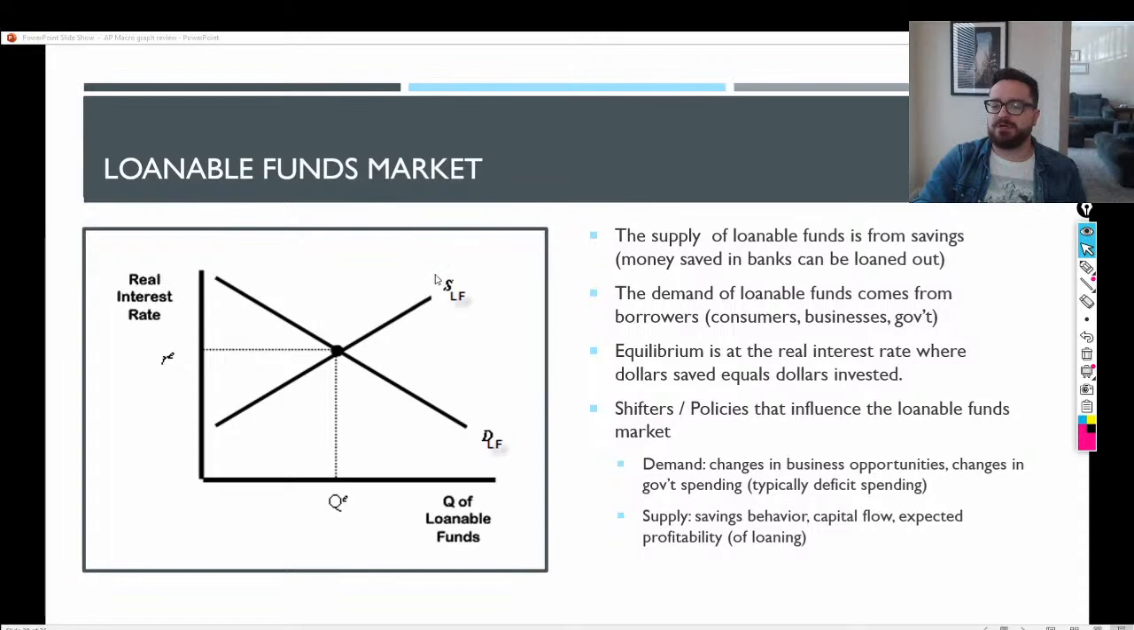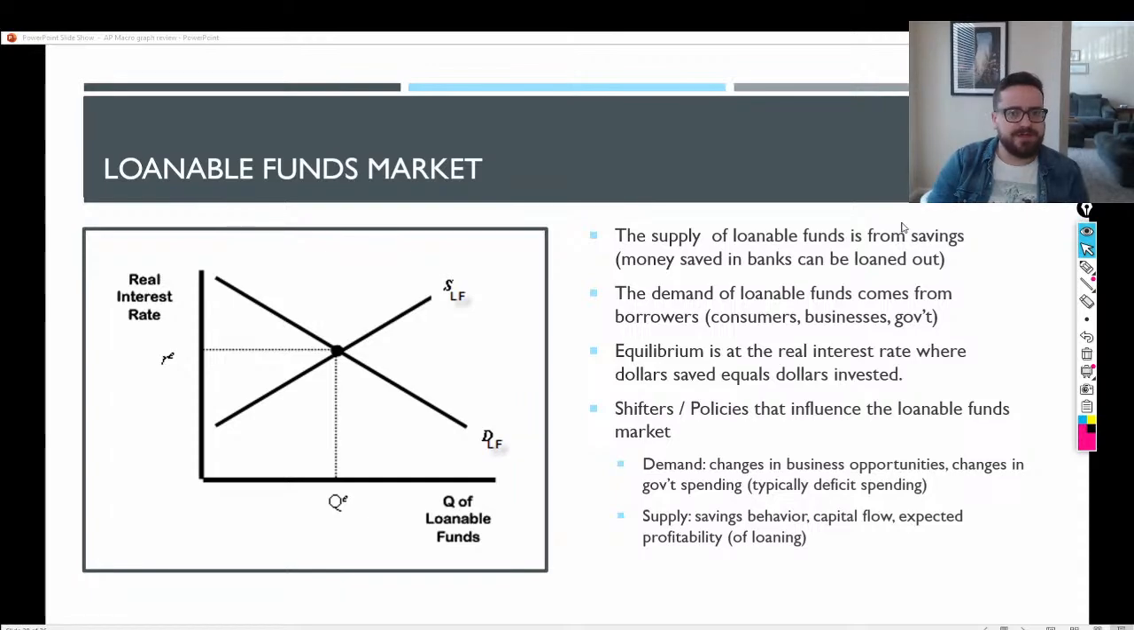Okay, loanable funds market graph. Market for loans, supply and demand of loans. The supply of loans is banks' ability to lend. How much money can banks loan out? That's tied a lot to savings, because the more you save, the more is in the bank. It's also tied to things like capital flow, where money flowing into your economy from another country would lead to banks having more money, so a greater supply of loanable funds. Or expected profitability of loaning.